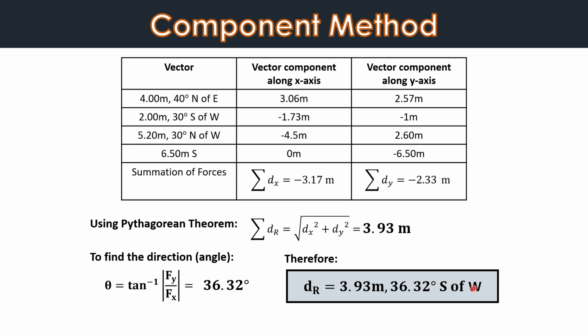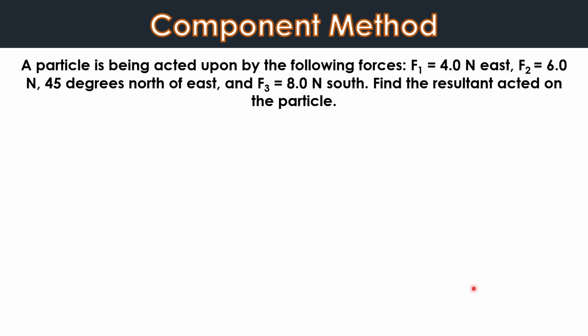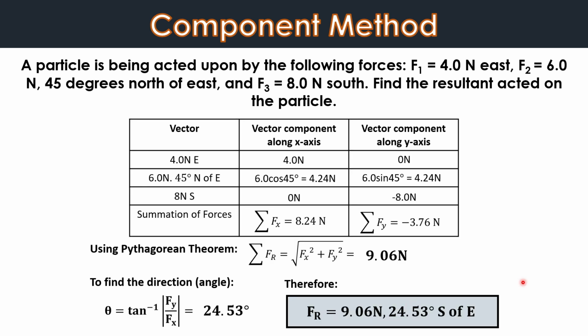Now, I still have here one final example na a particle is being acted upon by the following forces. So meron tayong tatlong forces na nabanggit dito and find the resultant force acted on the particle. So you may pause this video for a few minutes, try to solve it on your own, and then after a few seconds, ipapakita natin kung ano yung magiging final answer nitong problem na nandito. And there you have it. In this problem, we will have the final or the resultant vector being 9.06 newtons, 24.53 degrees south of east.